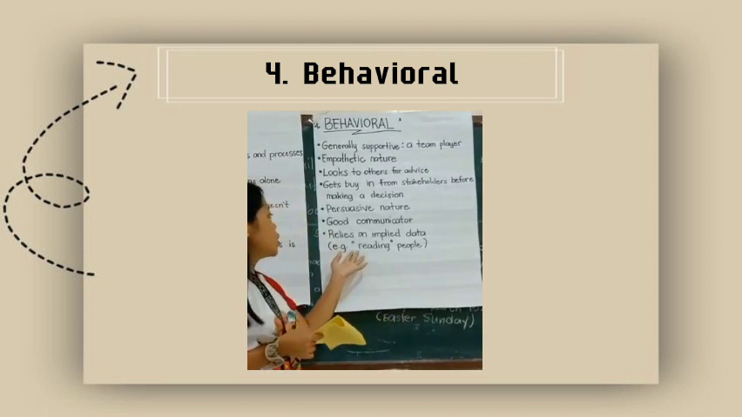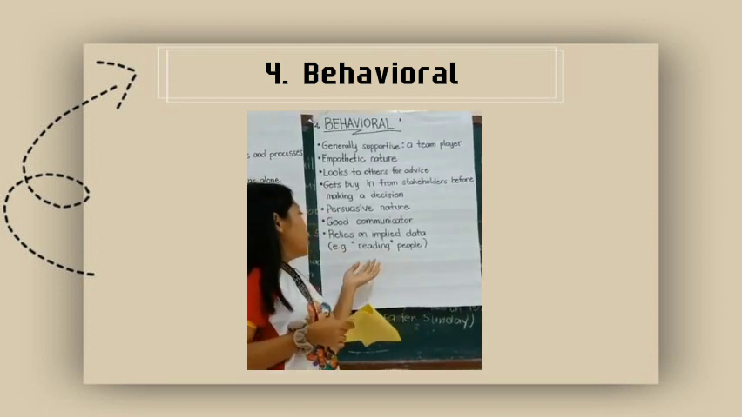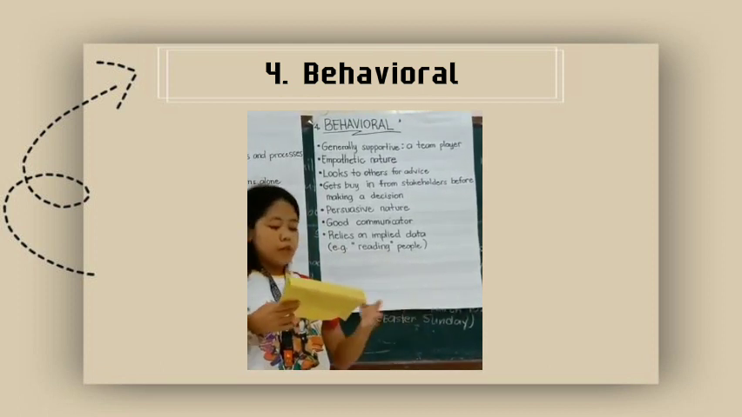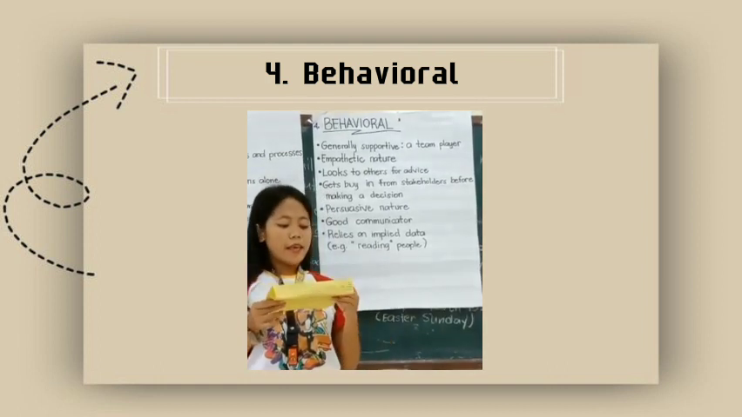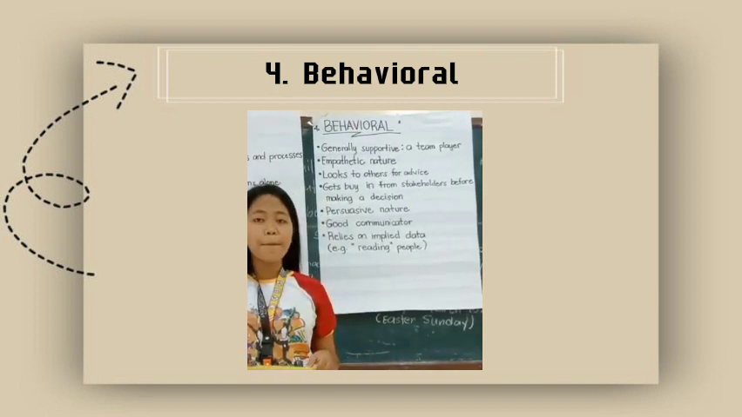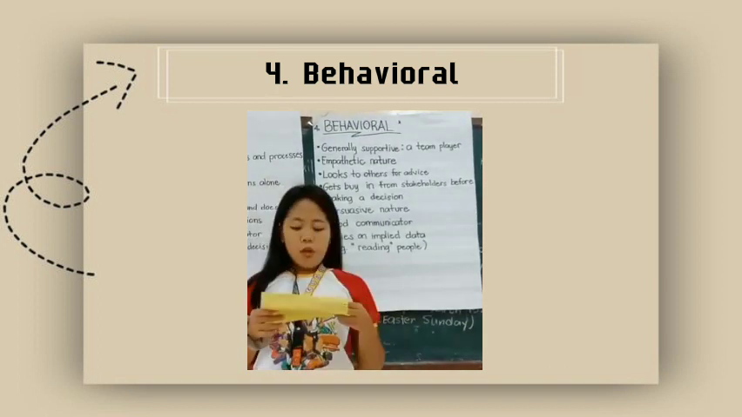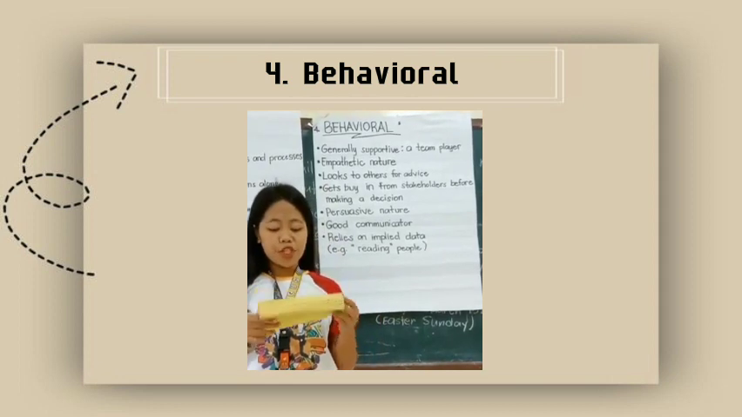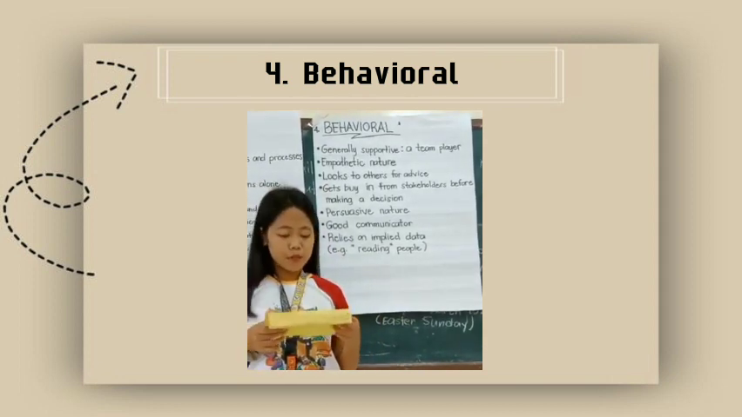Next is relies on implied data. Examples: reading people, like information that is not provided intentionally. Versus explicit data, for example, information that is provided intentionally, through surveys and membership registration forms.